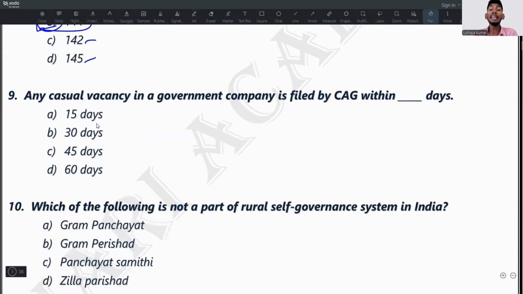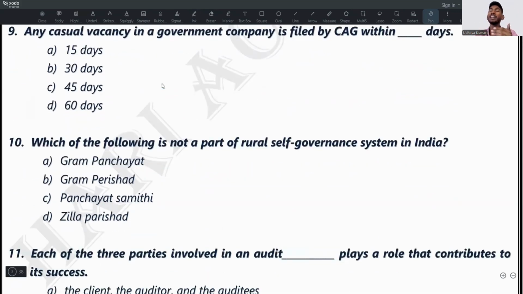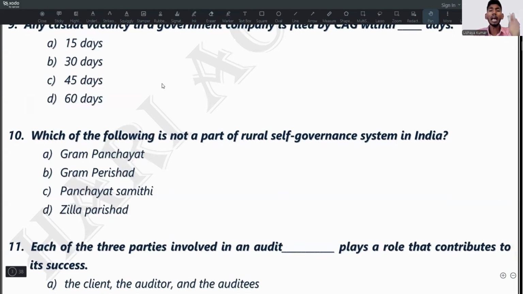Next question: any casual vacancy in a government company is filled by the CAG, Comptroller and Auditor General, within how many days? Within 30 days. Even for a non-government company, it is done by whom? The Board of Directors, and that too within 30 days. In this manner, you have to recollect each and every point. While discussing MCQs, you will cover all the concepts in our subject. It will act as a quick revision for your entire subject, so you need to focus on the MCQs too.